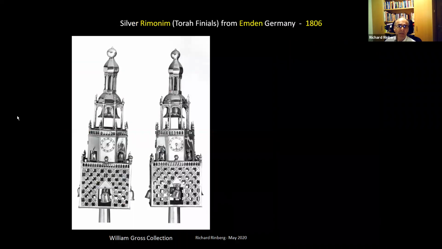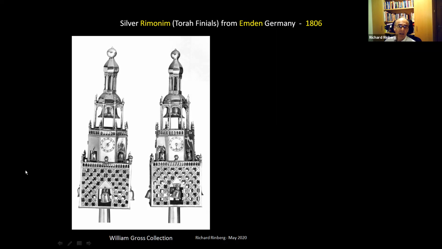Now, these Rimonim from Emden in Germany, and again, associated to the Torah. Why Rimonim? Originally, the shape of the bells that were put on top of a Sefer Torah were pomegranate shaped. So from that, they became called Rimonim, no matter the shape. And the idea of them being there is that the bells should warn people that there is a Sefer Torah moving, and therefore you should stand up. You should pay honor to the Sefer Torah. So that's why originally it was put there. And these are absolutely beautiful from 1806.